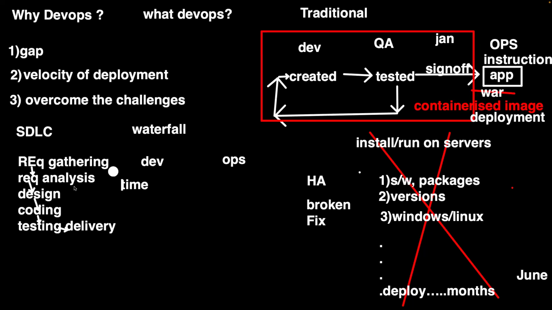Like it just goes one after the other. There is no going back, and hence the name waterfall. It just goes in one direction from top to bottom. So developers will write the code immediately. It will not go for testing. It will go after some 6 months or so.